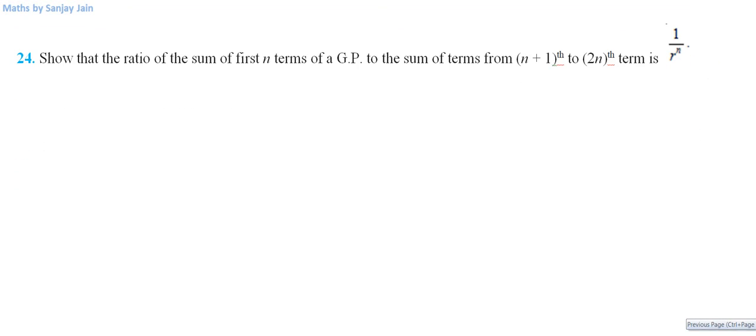Show that the ratio of the sum of first n terms of a GP to the sum of terms from the n plus 1th term to the 2nth term is this. So the ratio of the sum of first n terms of a GP.